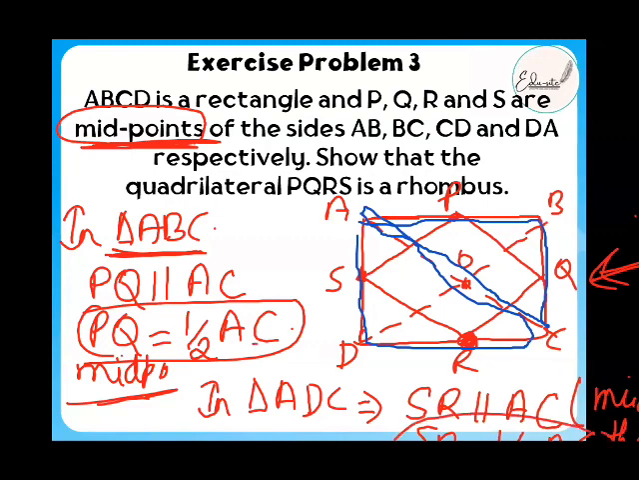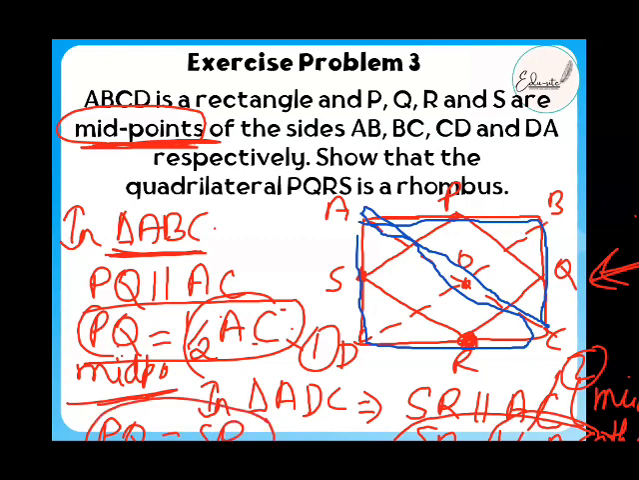SR is equal to half of AC. From PQ is equal to half of AC and SR is equal to half of AC, considering this equation and this equation, what can you conclude, Laiba? Half of AC is here, and half of AC is here too. If both are equal to half of AC, then both are equal, right? So PQ is equal to SR. We have done one proof. PQ is equal to SR. Here we have proved two sides equal, right? Can we not prove in the same way that RQ is equal to SP?